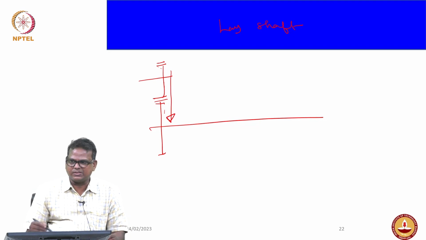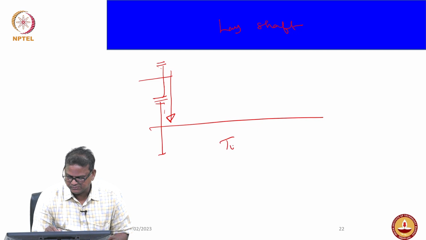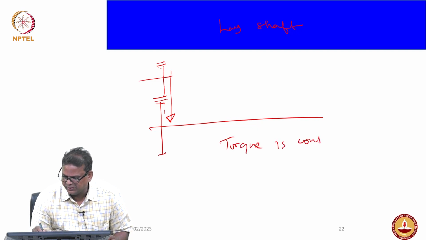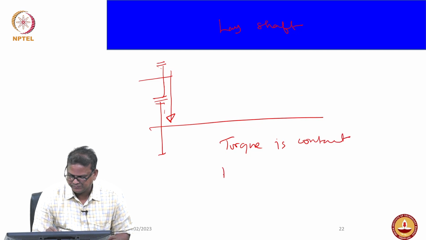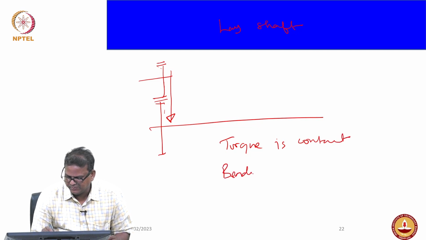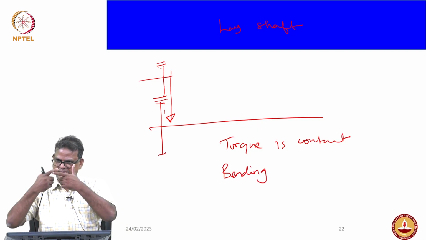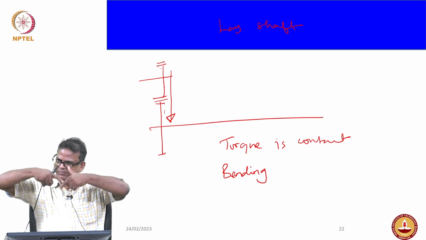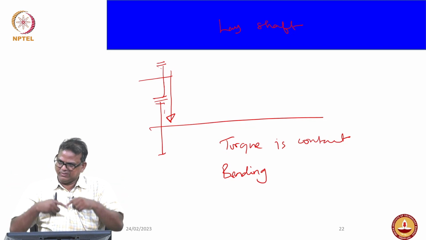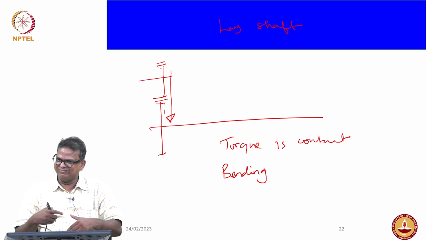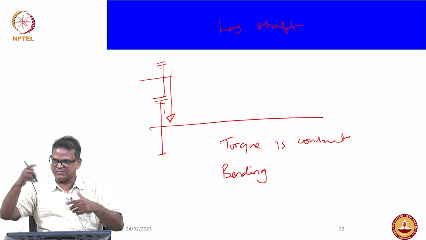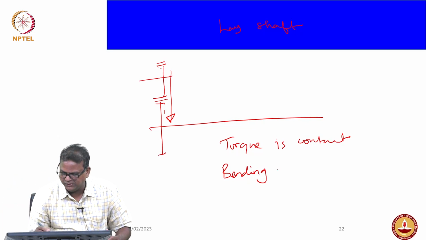Torque is constant, right? How about your bending? Is it fully reversed or not? It is fully reversed, right? You are making the contact, and after that you are leaving. So that means it's a maximum and 0. So going back again, it's fully reversed.